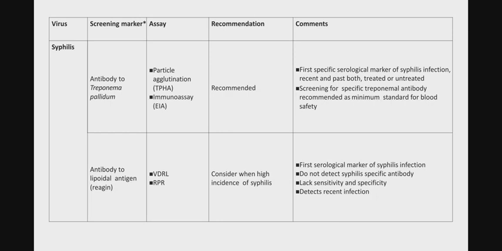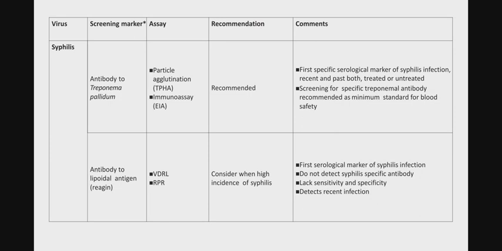The antibody to Treponema pallidum is tested using the particle agglutination test or the immunoassay. It is the first serological marker. The antibody testing is the first serological marker of syphilis infection, both the recent infection and the past infection, whether it is treated or not treated. Screening for the antibody is recommended as a minimum standard for blood safety.